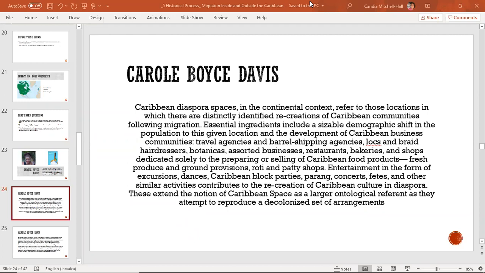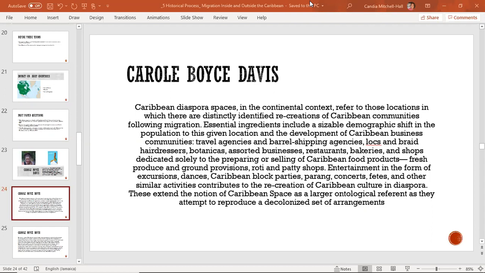Entertainment in the form of excursions and block concerts, and other similar activities contributes to the recreation of Caribbean culture in the North. These extend the notion of Caribbean space ontological reference as they attempt to produce a decolonized set of arrangements. Very good. Thank you very much, Shirley.